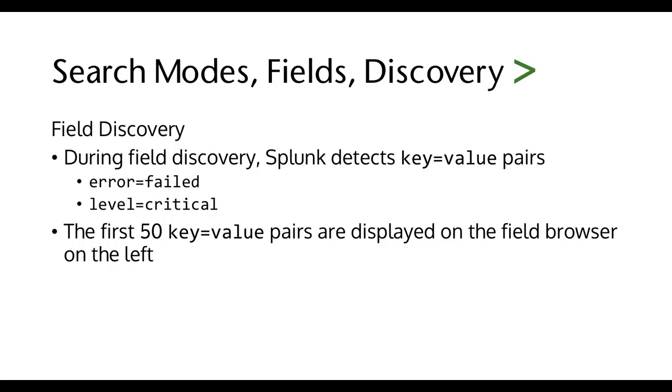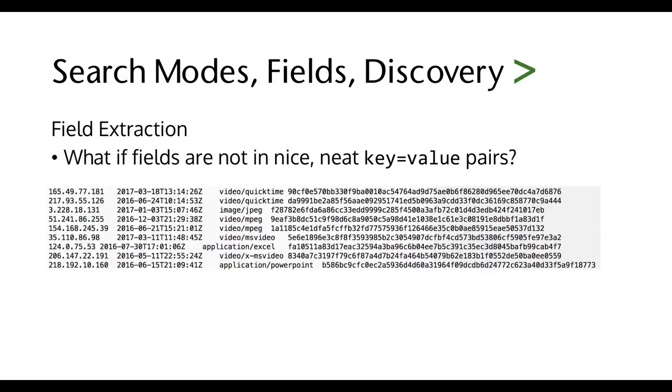But one of the whole points of this class was that Splunk can also deal with unstructured data where things are not always in nice key value pairs. And what if that happened? What if the data is, well, this data is, I would say, semi-structured, but what if there are fields in this data, for example, that you want to extract, but that are not in nice, neat key value pairs?